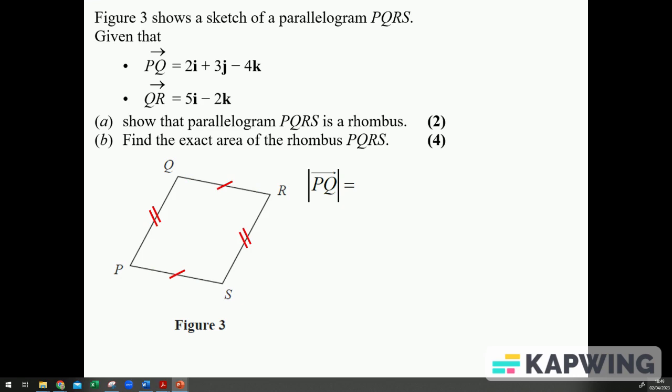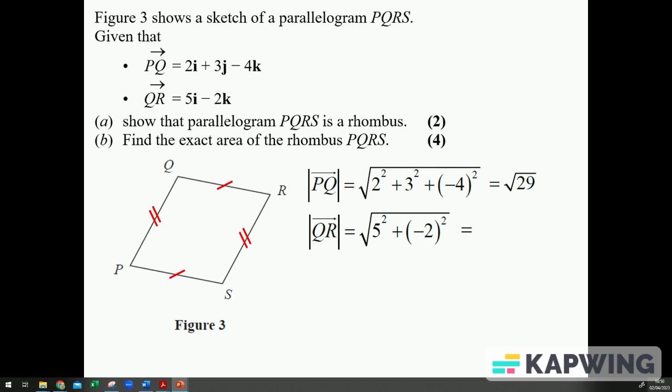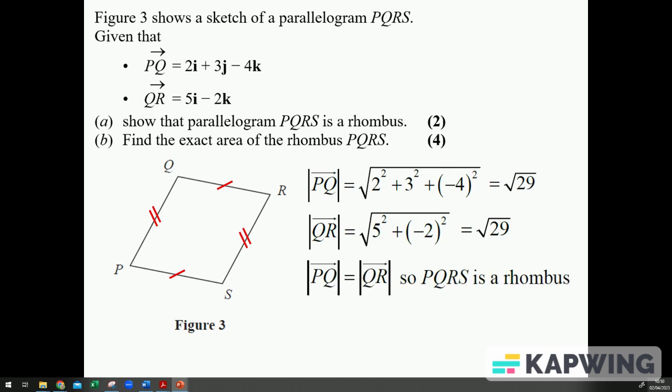The length of P to Q: you square the components and add them together, then do the square root. That gives us root 29. Q to R is the same thing again, no j component, so it's just 5 squared and minus 2 squared. That also gives us root 29, so they're the same length. Make sure you write down at the end that so it is a rhombus, because they'll want to see that.